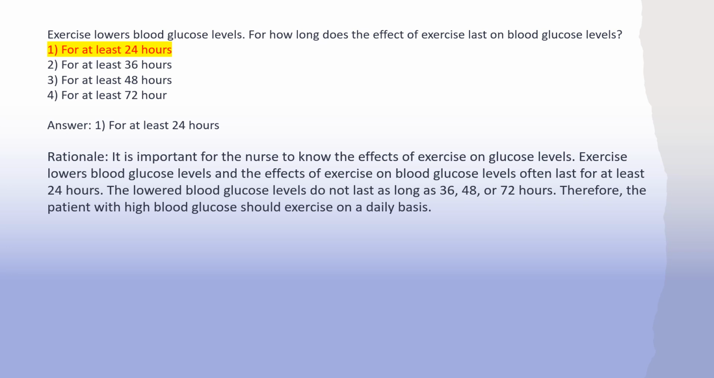Answer: 1. For at least 24 hours. Rationale: it is important for the nurse to know the effects of exercise on glucose levels. Exercise lowers blood glucose levels, and the effects often last for at least 24 hours. The lowered blood glucose levels do not last as long as 36, 48, or 72 hours. Therefore, the patient with high blood glucose should exercise on a daily basis.